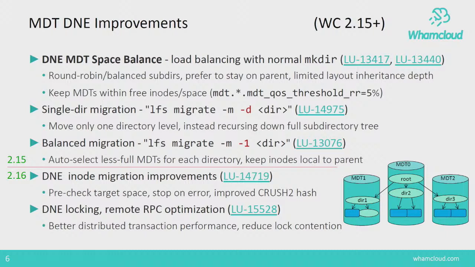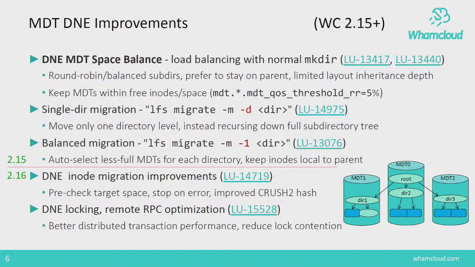On the MDS side, the biggest improvement in 2.15 was space balancing, and I think that's a really important one. It makes DNE with multiple MDTs much more usable, because we're automatically balancing across multiple MDTs. And we have customers now with 40 MDTs, and they do multi-millions of operations per second, and they don't have to do any manual tuning there.